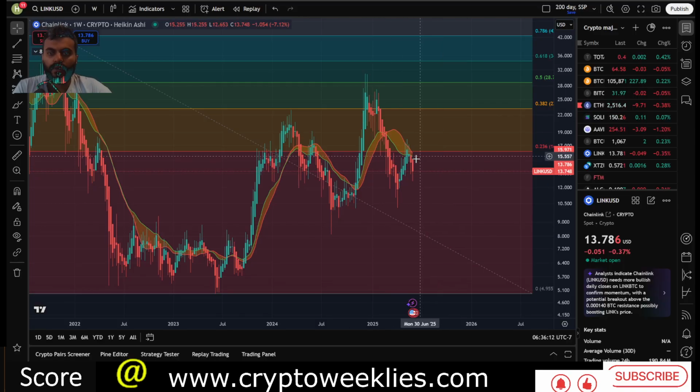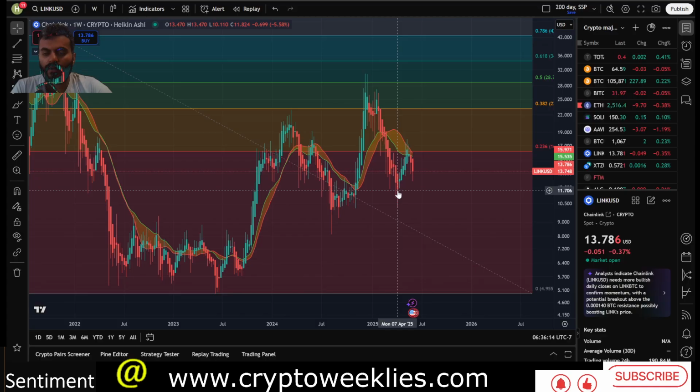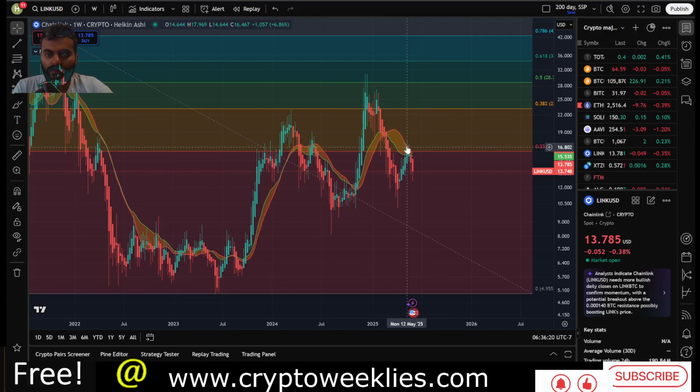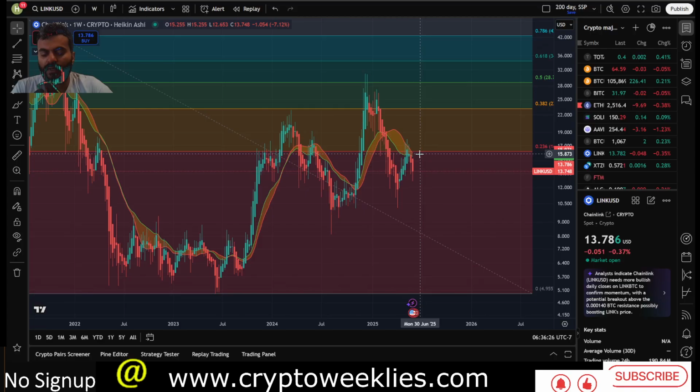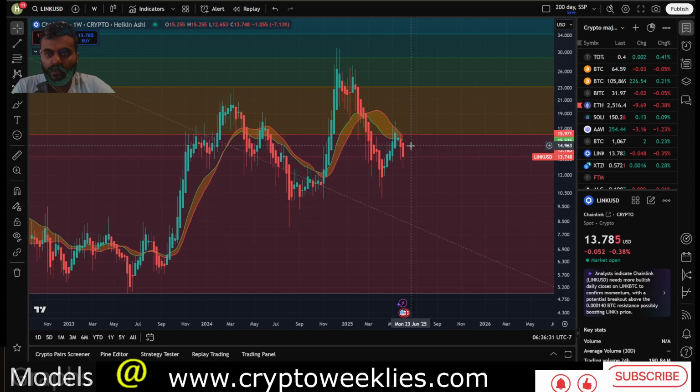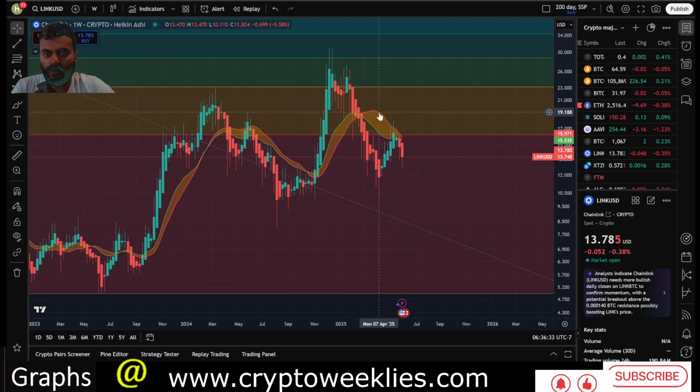Price, starting about early April to early May of 2025, tried to rally back to the 20-week ceiling, the 20-week simple moving average, and where it met resistance was at the 20-week simple moving average. It did not successfully break out of that, the red line over here.